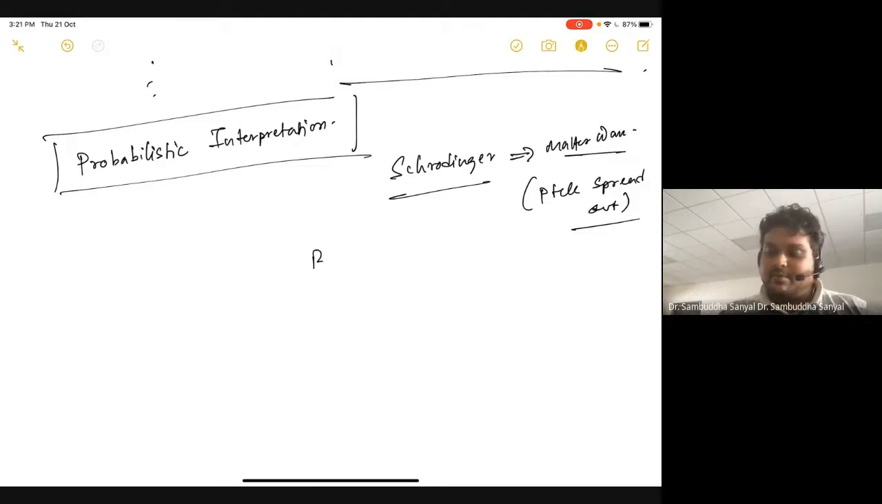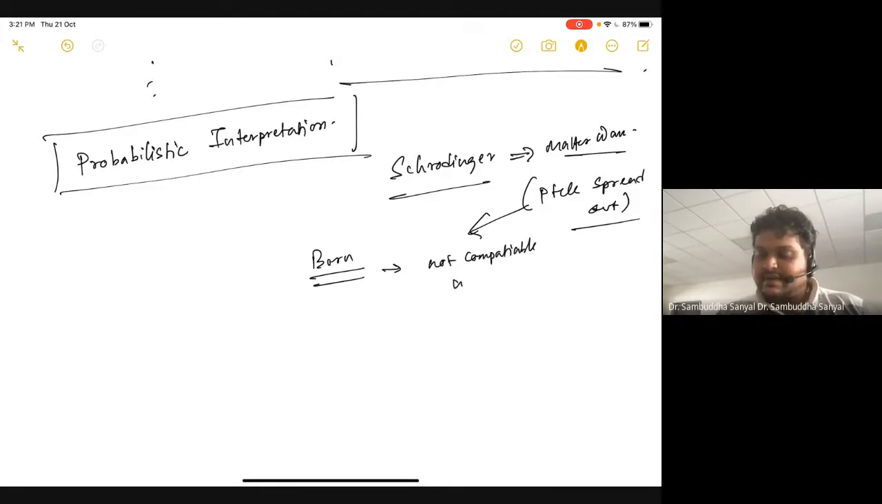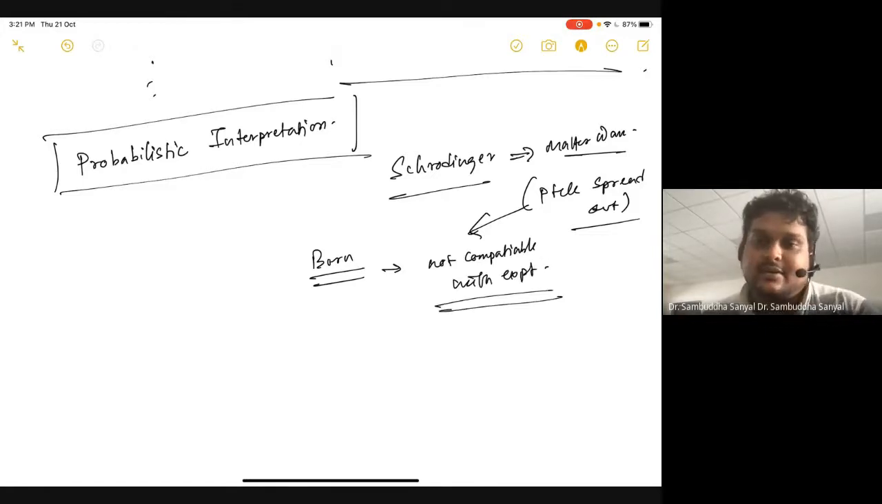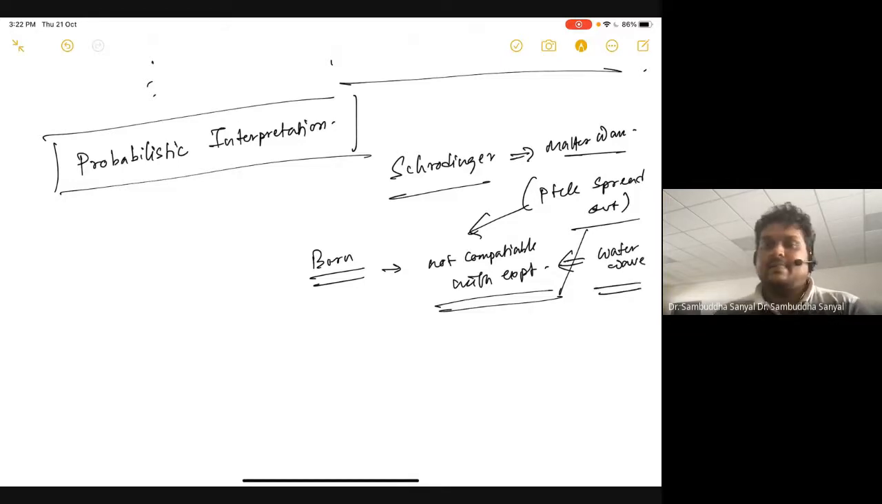But then Born, almost around the same time, 1925-26, realized this picture is not compatible with scattering experiments, because you are detecting a whole particle, right? It's not like a water wave scenario, even though they were tempted to think of it like that. You are detecting a whole particle at a time. So it's not like the particle is spread out over various space.